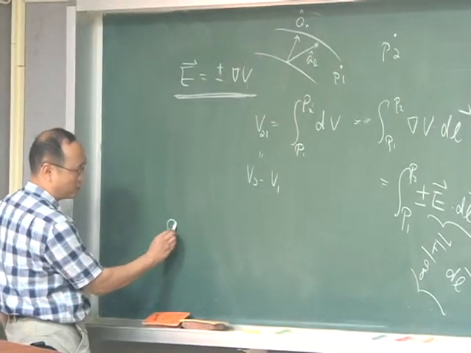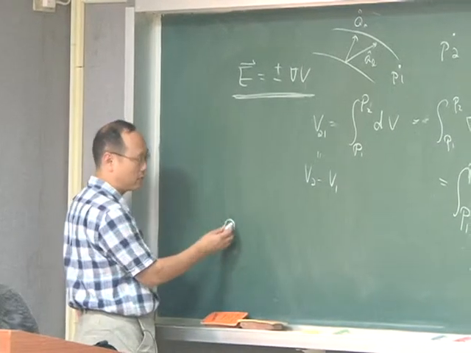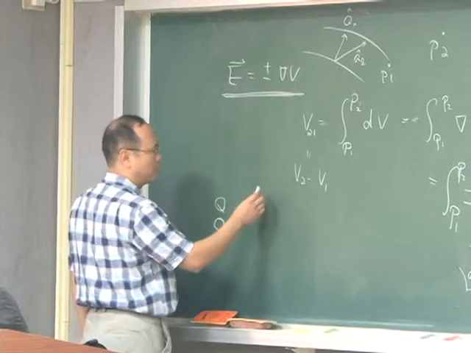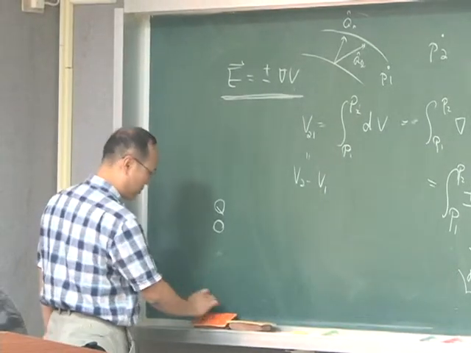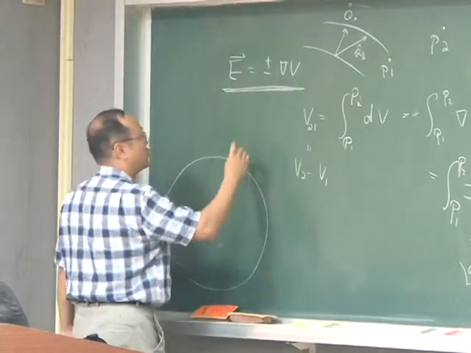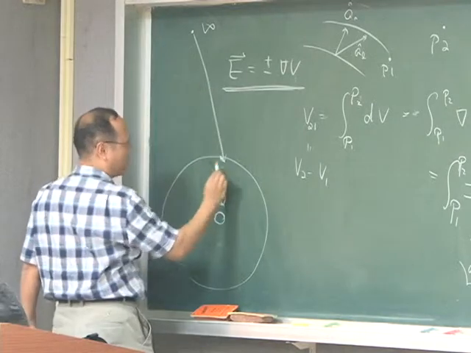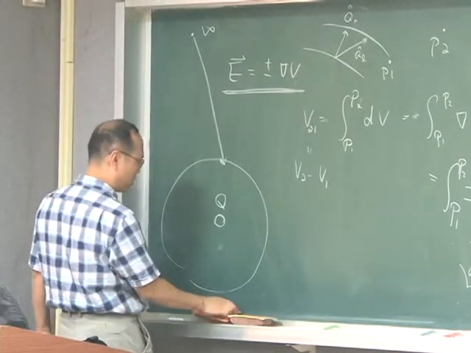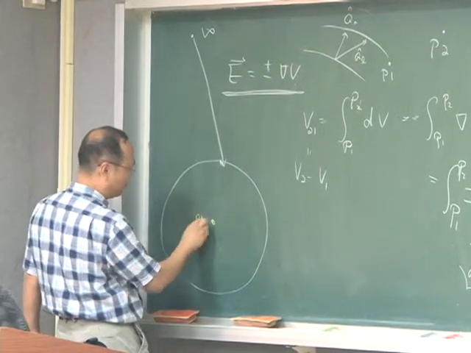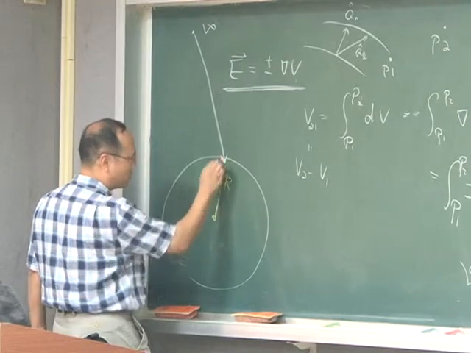OK, 好，那我们来做一个实验。做这个实验是什么呢？If you have a charge right at this location, right, let's call it Q, and then you move, this is a spherical symmetric problem. Then you move a charge from somewhere at infinity to this location, and this location has a charge of Q, and then the distance from this point to this point is r.